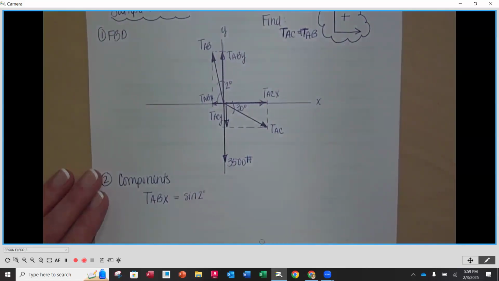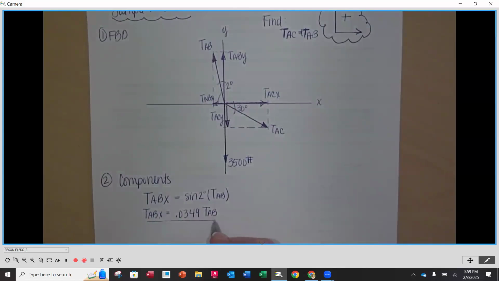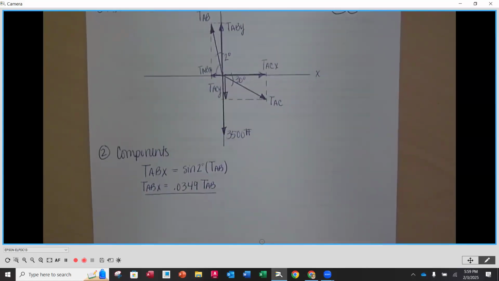just because I like to use information that is available to me. So it's sine of 2 degrees times TAB, which is the hypotenuse. We don't know the magnitude of the hypotenuse. So we are going to put our X component here in terms of the hypotenuse, okay? So our TABX is going to be equal to, and I'm going to find the decimal equivalent of sine 2. So 0.0349 TAB. Okay, and I'm just going to put a little line underneath that because I'm probably going to need to refer to that, or a little cloud if you want to do that, because that's kind of fun.